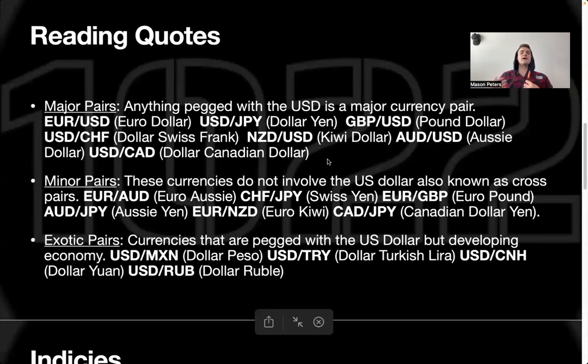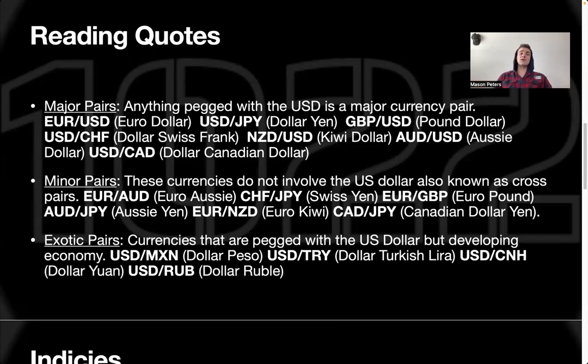And then you have your minor pairs. These are pairs that do not involve the US dollar, also known as cross pairs, right? These cross pairs include Euro AUD, Euro Aussie, CHF JPY, which is Swiss yen, Euro GBP, which is Euro pound, AUD JPY, Aussie yen, Euro NZD, Euro Kiwi, Canadian dollar, Japanese yen. So you can trade all of these different types of currencies, from Euro US dollar to Australian dollar, Japanese yen.